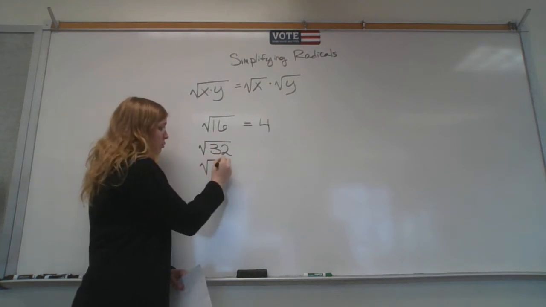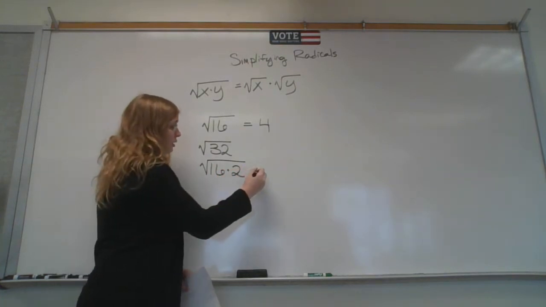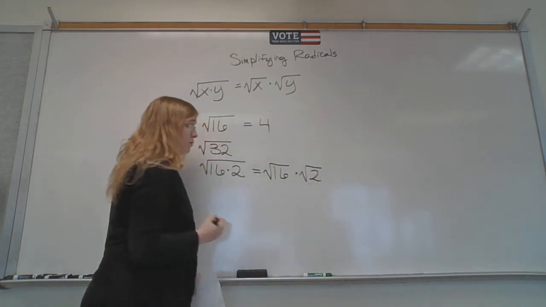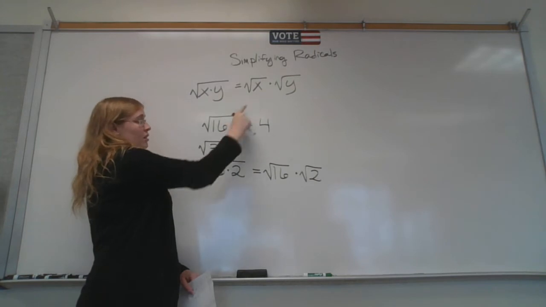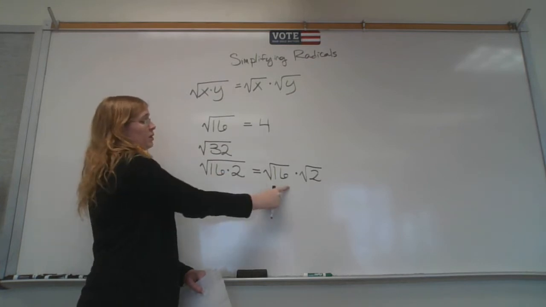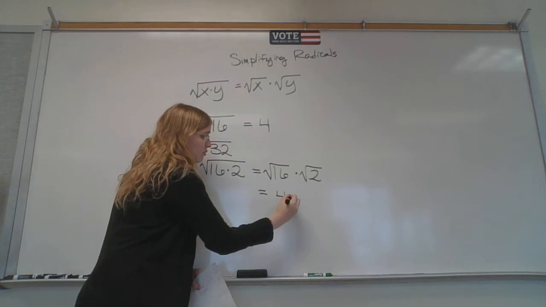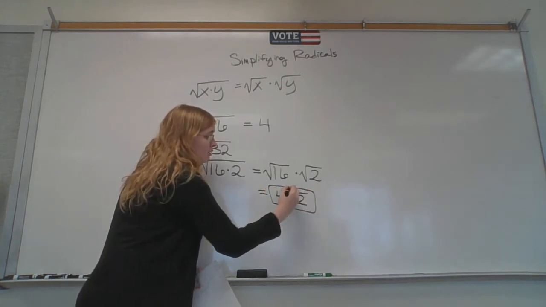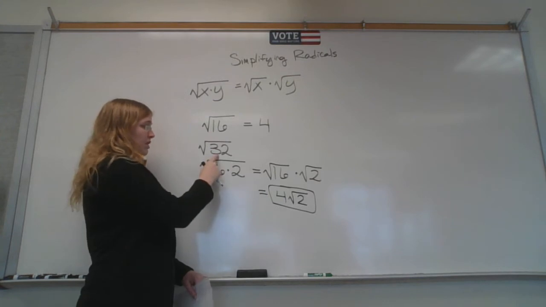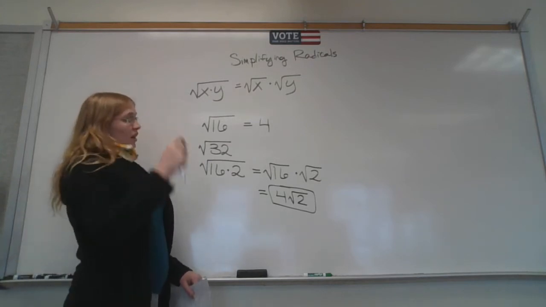So if I know that 32 is 16 times 2, then I can make that be square root of 16 times square root of 2. This is just applying this rule. So this is me recognizing that 32 is 16 times 2, and that's just something you have to recognize, and then splitting it up into two square roots. And now I know that square root of 16 is 4, so I can rewrite this as 4 root 2. And that is a simplified radical. Square root of 32 is 4 root 2, because we pull out a perfect square, and then you have what's left. So that's essentially what we're going to be doing today.